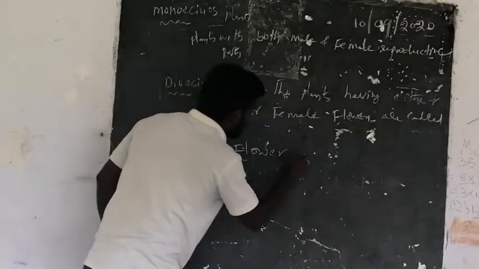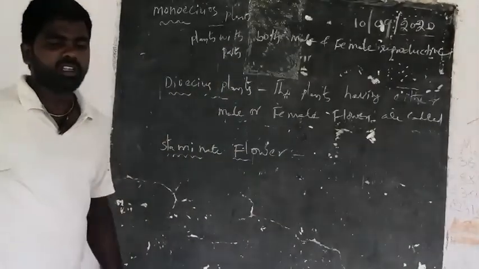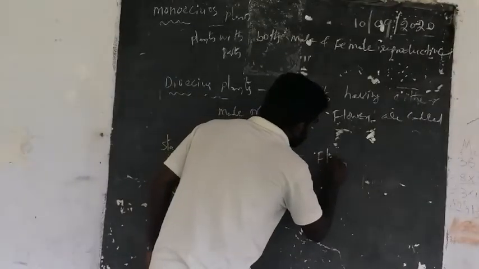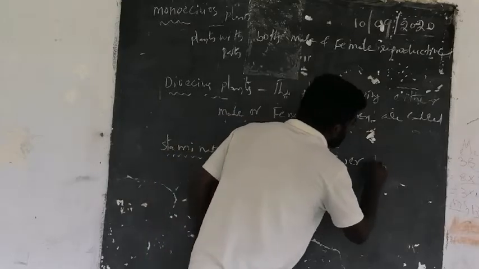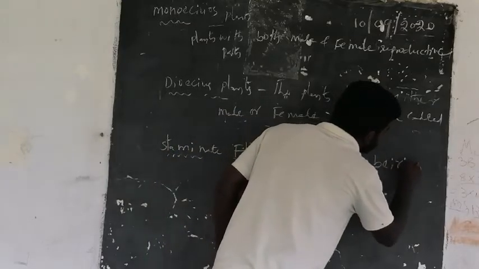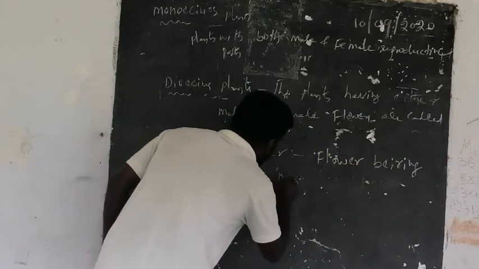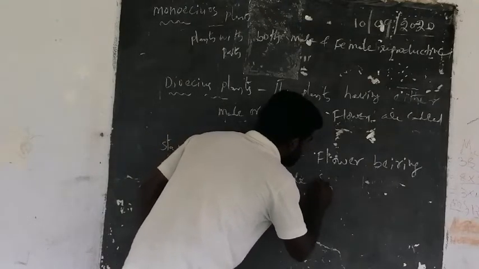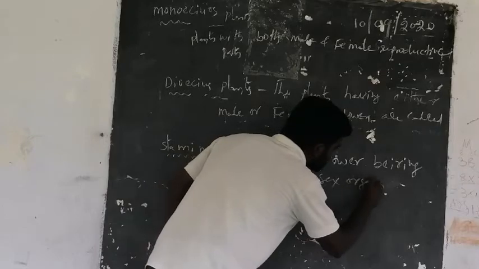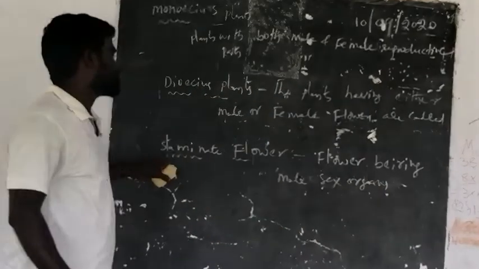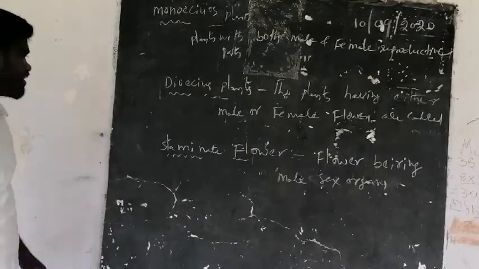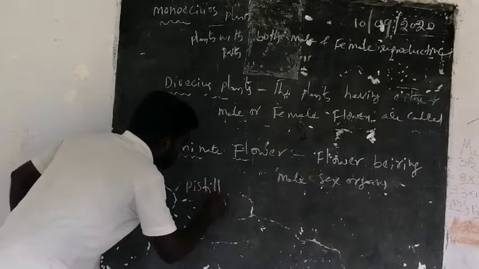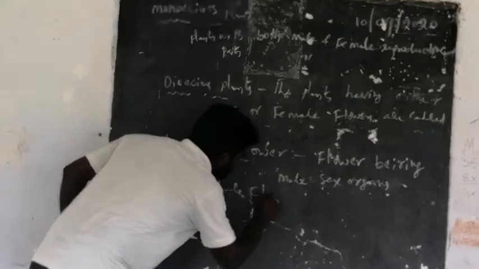What does staminate flower mean? The flower bearing male reproductive parts, or male sex organs, is called a staminate flower. And pistillate flower.